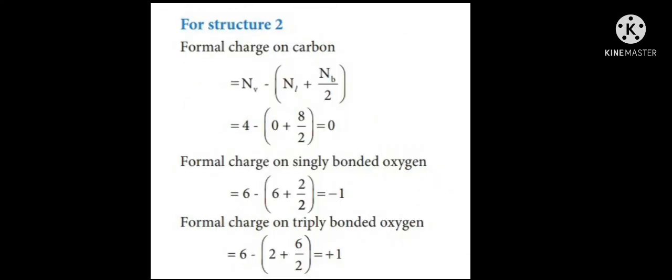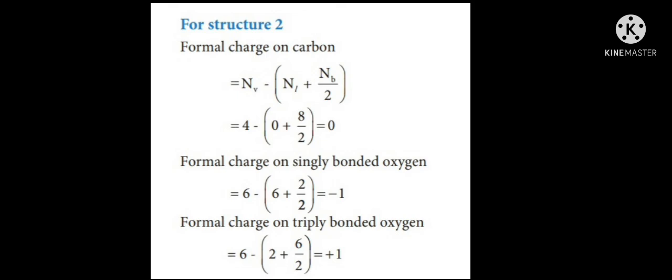Next, for structure 2, we have to calculate the formal charge. In structure 2, for calculating the formal charge on carbon, Nv equals 4, Nl equals 0 and Nb equals 8. Substitute the values in the formula Nv minus (Nl plus Nb by 2). We will get 4 minus (0 plus 8 by 2), which is equal to 0. Therefore, the formal charge of carbon is equal to 0.